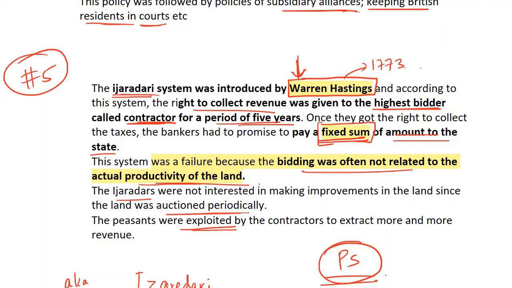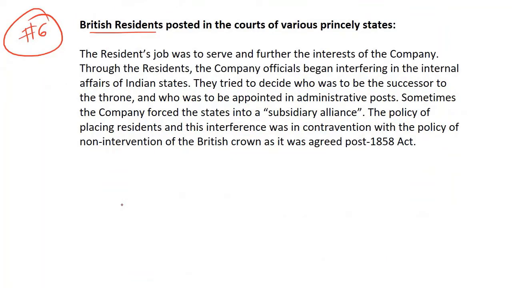Now, a quick glance over what was the role of British residents who were posted in the courts of various princely states during the British time. So see, उस time पर British residents का क्या काम रहता था? See, the residents' job was basically to serve and further the interests of the company. Princely states में क्या करते थे? The British used to place their residents.